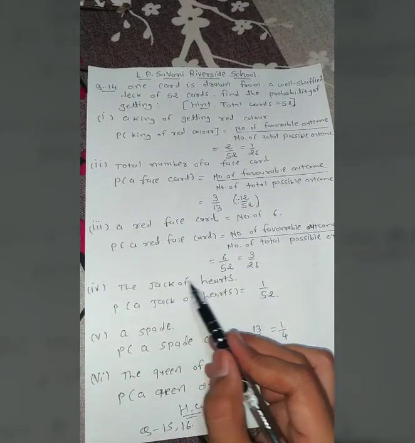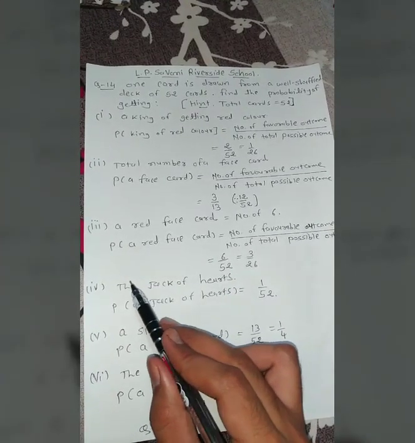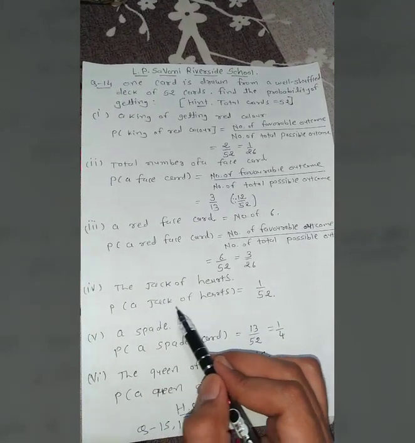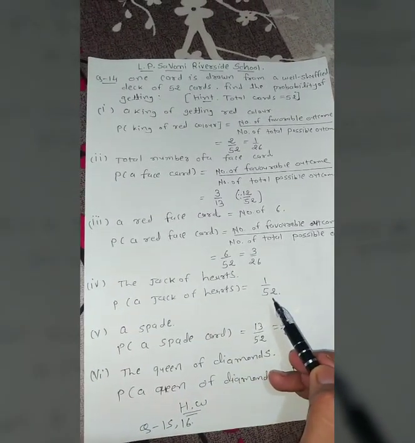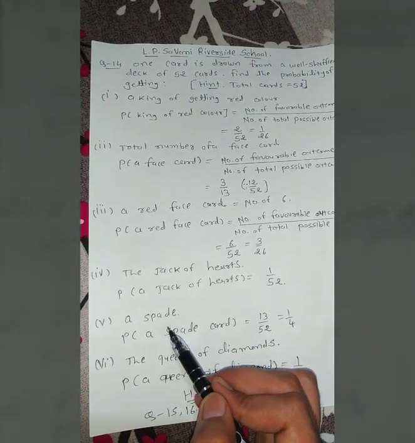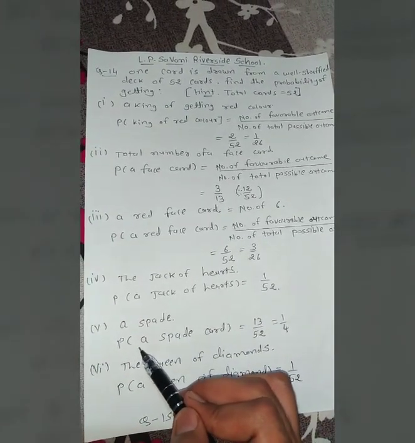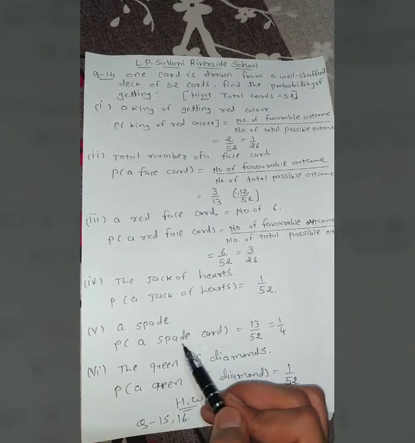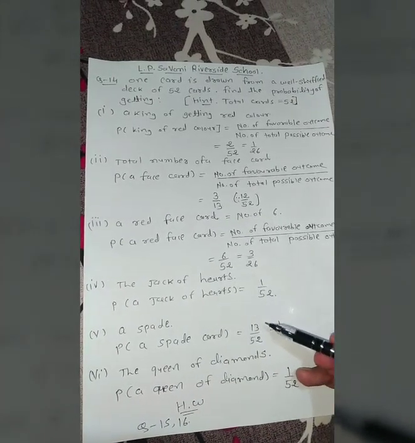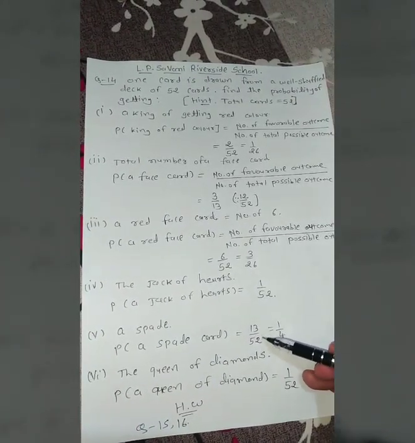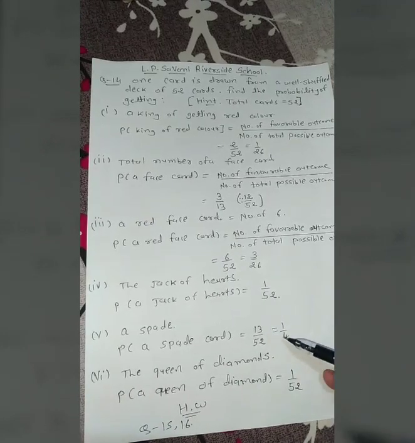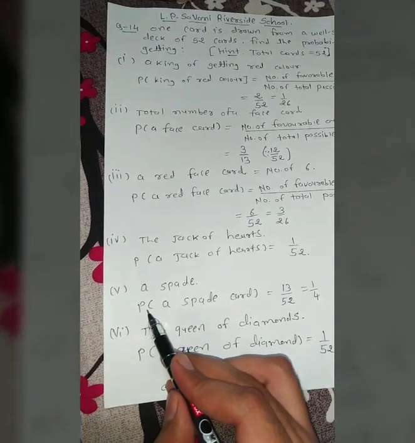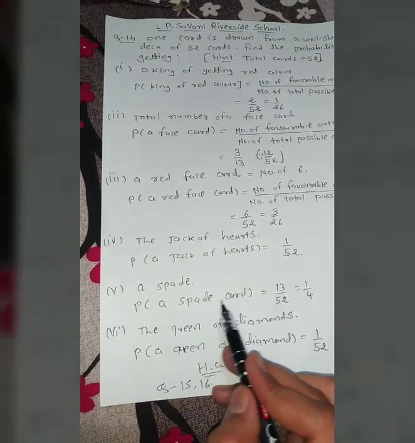Next is the jack of hearts. In the hearts cards there is only one jack. Okay, so the jack of hearts is equal to 1 upon 52. For a spade, there are only 13 cards. A spade card means 13 upon 52. There are 13 cards out of 52 that are spade cards, which is equal to 1 upon 4. Okay, this is P of a spade card, meaning the probability of a spade card.